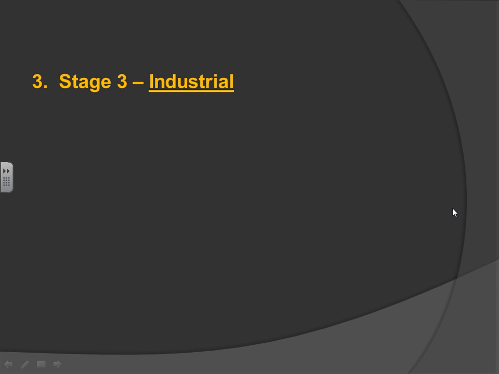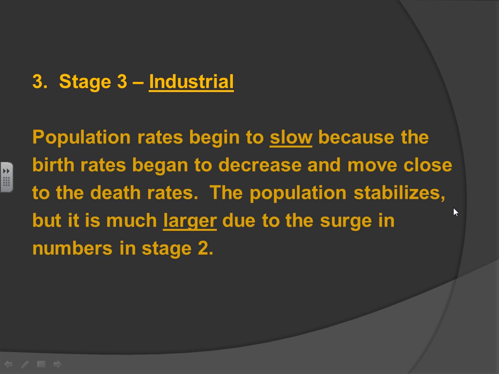In stage 3, we call it the industrial stage. The population rates begin to slow because the birth rates begin to decrease and move close to the death rates. The population stabilizes, but it's much larger due to the surge in numbers in stage 2.